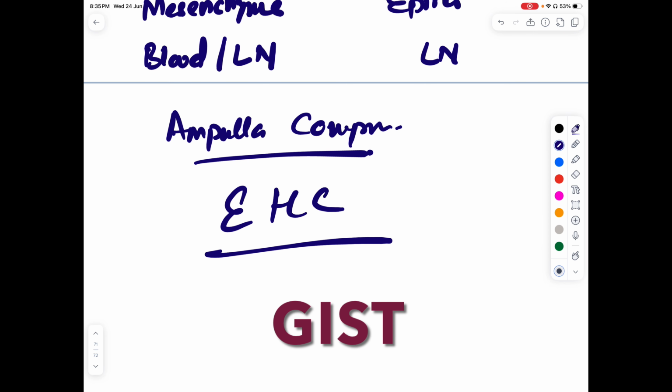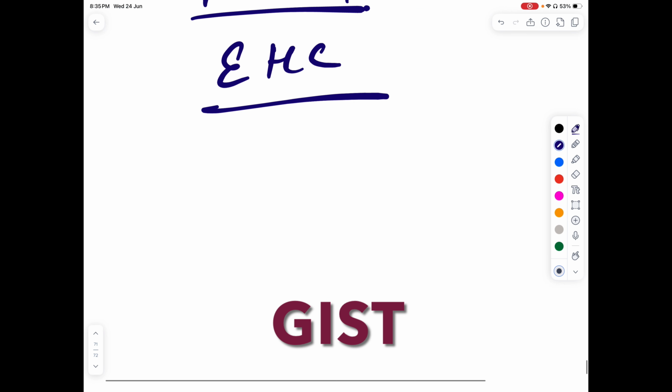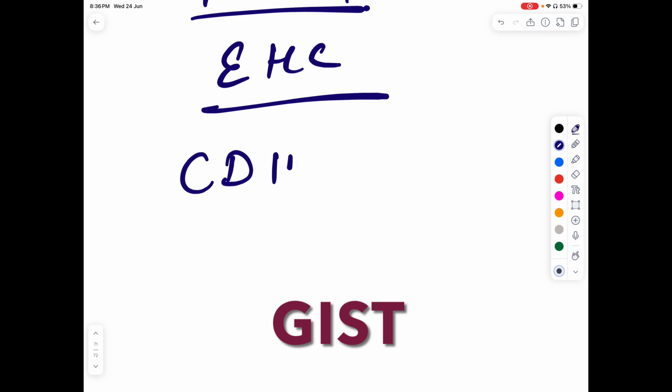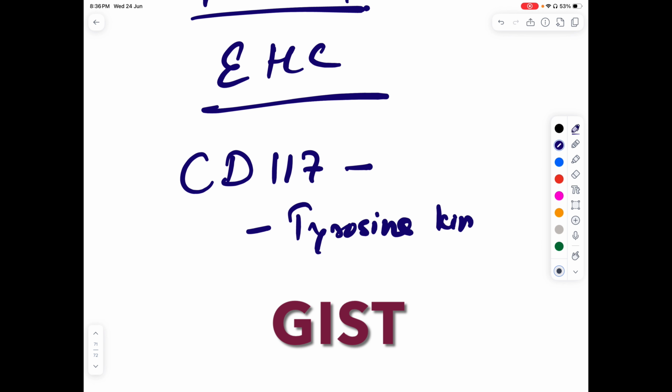A mass has been found. How to diagnose? So CT and endoscopy are done. What is CD117? CD117, tyrosine kinase protein. So it is a sensitive marker for gastrointestinal tumors. How about immunohistochemistry? CD117 positive in mast cells, hemolytic melanocytes. According to symptom and site, less than 2 cm or more than 2 cm, imatinib has to be started.